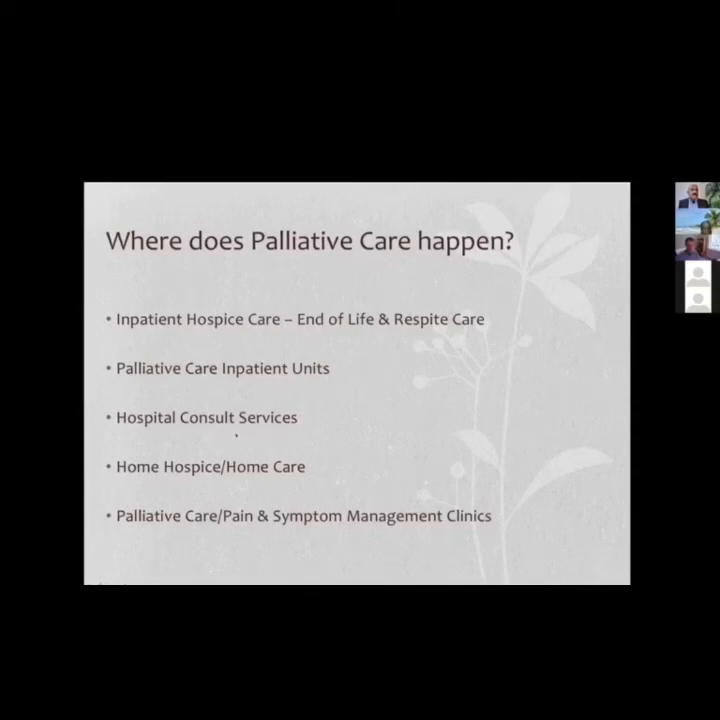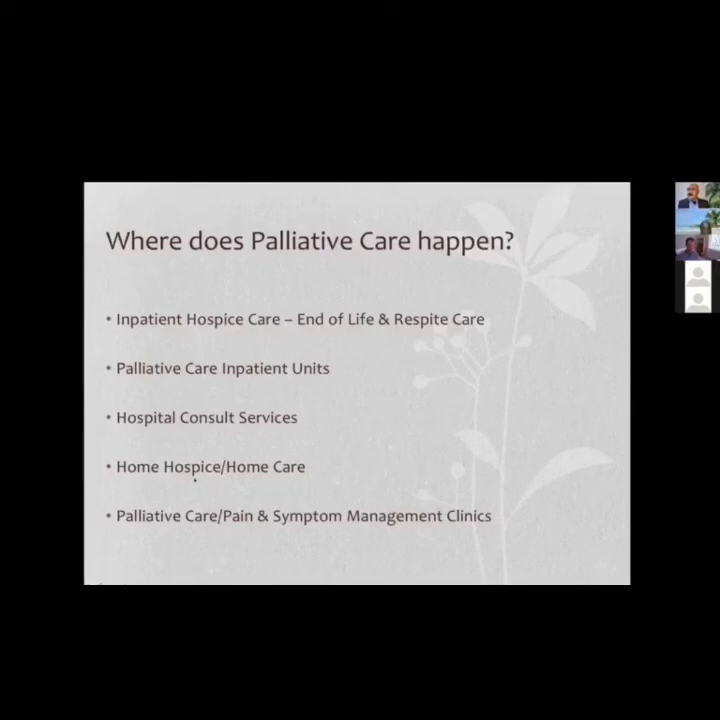And then there's hospital consult services. So those would be seeing patients in other areas of the hospital, maybe on the surgical ward after surgery, or other inpatient medical patients that have various palliative care needs, and supporting the team.